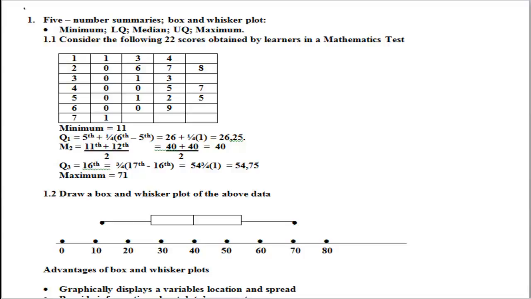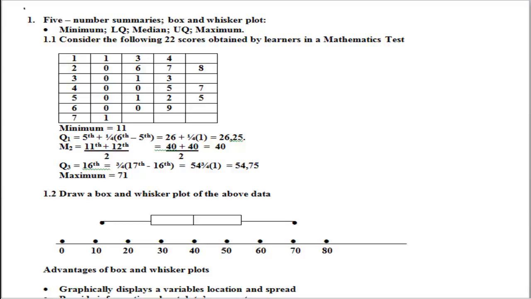But here it's the 11th plus the 12th score divided by 2. The 11th score, let's take it 3, and 4 is 7, and 3 is 10. So that's the 11th, and the 12th. That's 40 and 40. 40 plus 40 divided by 2 is 40. So that's your median.